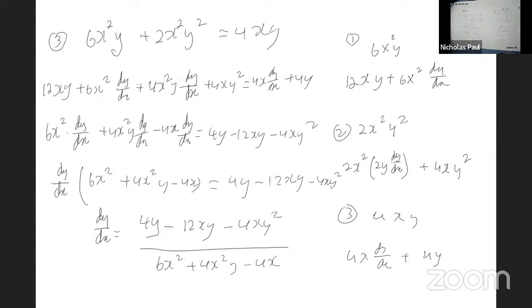So dy/dx is 4y minus 12xy minus 4xy squared all over 6x squared plus 4x squared y minus 4x. That's okay? Yeah? Nabil? So you just have to be careful with the product, right? Do them separately. Oh yes, by factorizing, but check it out. If you're not seeing it, I'll check it for you, right? Any questions online there? Finish here. Okay, nice.